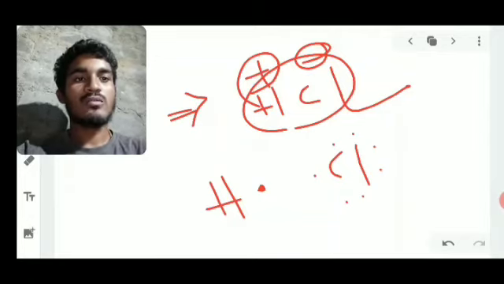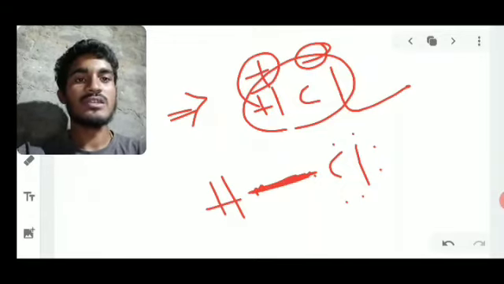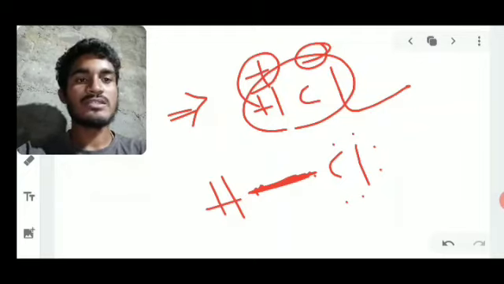So here the two electrons, one radical here and one radical here, combine to form a bond, that is the HCl bond, between hydrogen and chlorine. That is the HCl covalent bond.